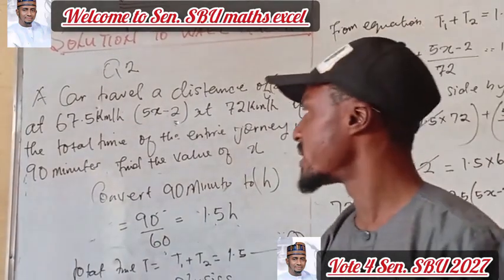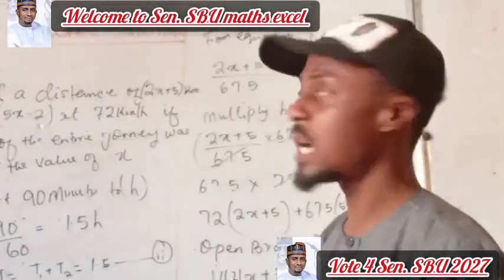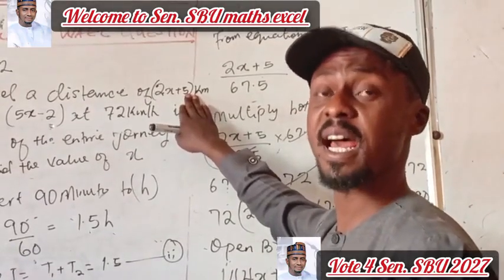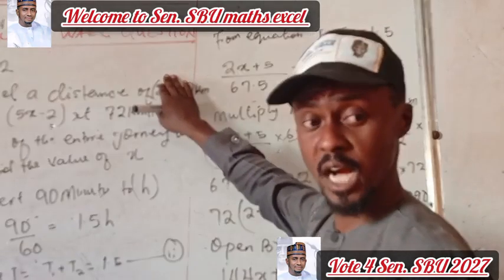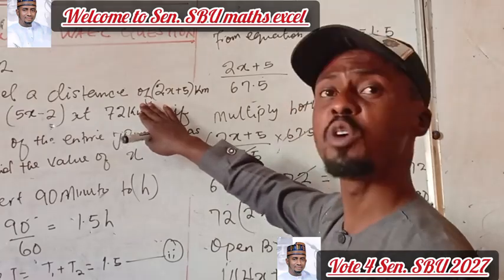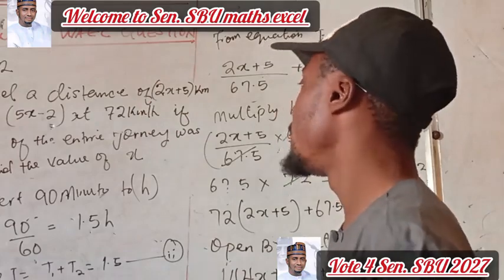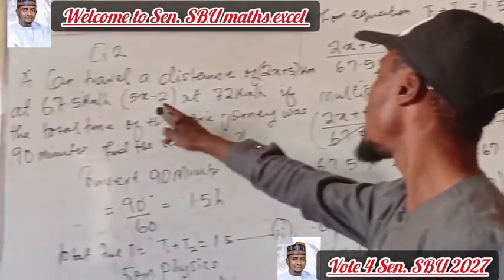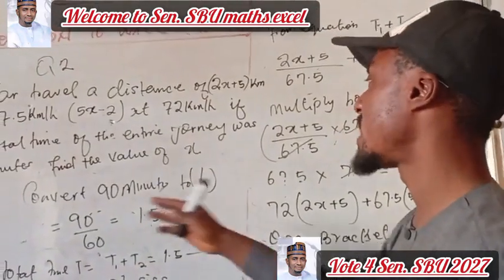What this is telling us is that a car travels a distance. Instead of specifying the distance for us, they say the distance is 2x plus 5, just to make sure we find x. That is the x we have been finding. Today again, instead of giving us the actual distance, they attach it with x so that we find the value of x. If you substitute the value of x here, it will give you the total distance traveled by the car at a speed of 67.5 km per hour. Then 5x minus 2 at a speed of 72 km per hour. The total time taken for the entire journey is 90 minutes.